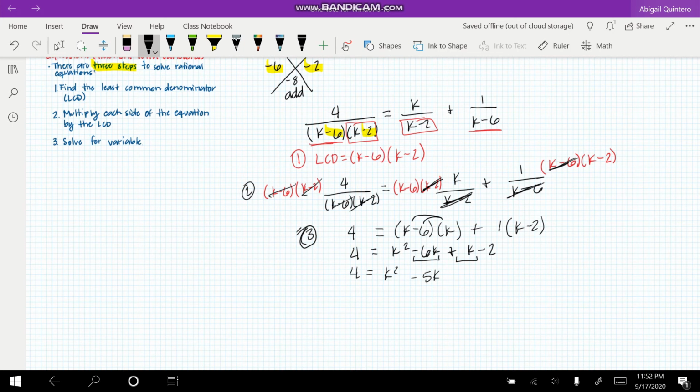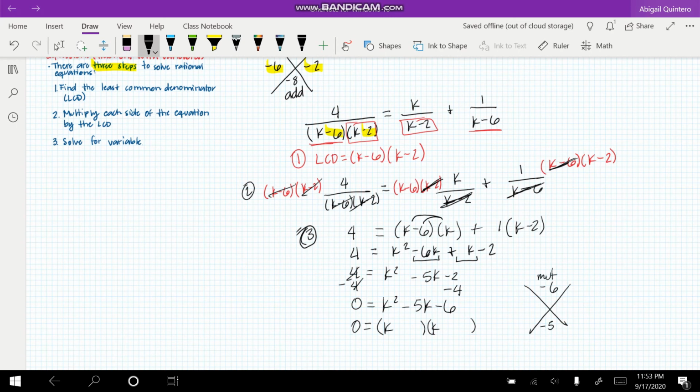minus 5k minus 2. And I'm going to go ahead and subtract 4 on both sides. So then all of the values are going to be on the right side of the equation. So I'm going to have k squared minus 5k minus 6. And again, we want to find two parentheses where the two numbers multiply to the last one and add to the one in the middle.